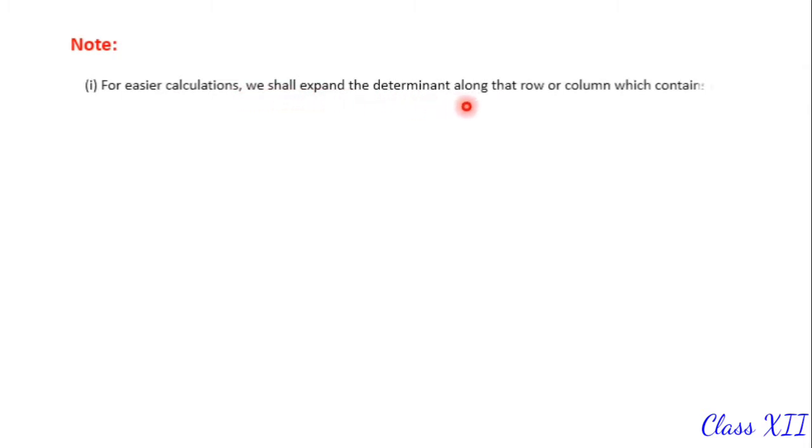While explaining how to find the value of a 3 by 3 determinant, I have told you that we can expand it in 6 different ways because there are 3 rows and 3 columns. Here, please note some points. For easier calculations, we shall expand the determinant along that row or column which contains the maximum number of zeros. It means you have to first analyze the determinant, choose the row or column which contains the maximum number of zeros, and using that row or column you have to expand it.